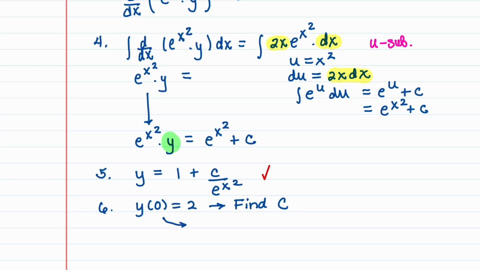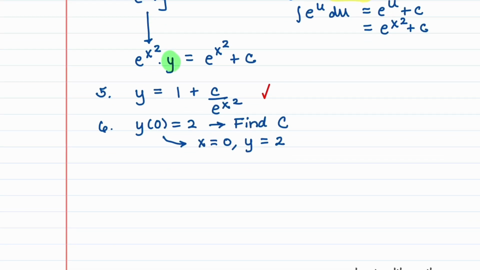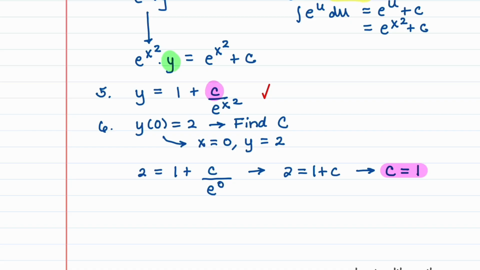This just tells us that when x is equal to 0, y is equal to 2. So back up in the equation in step 5, we are going to substitute in that y is 2 and x is 0. On the left, we get 2, and then on the right, we get 1 plus c, that's what we're trying to find, over e to the x squared, so that's e to the 0. So this is just 2 is equal to 1 plus c, and we can see easily that c is equal to 1. Now we're going to take this solution and plug it back up into our equation for y.